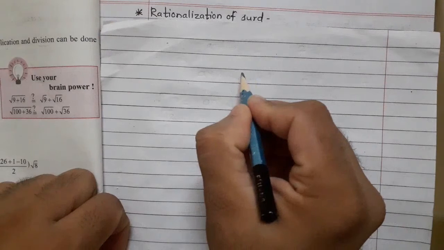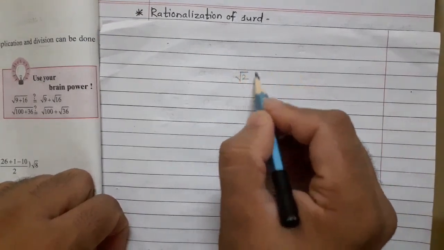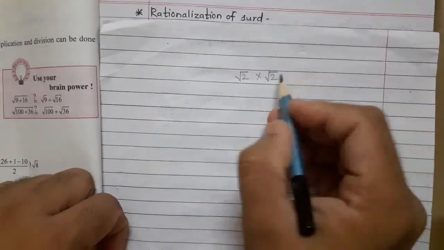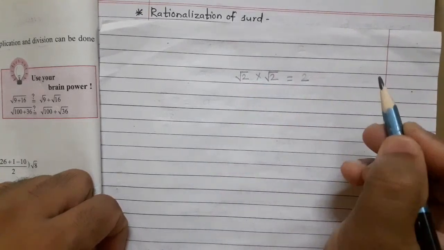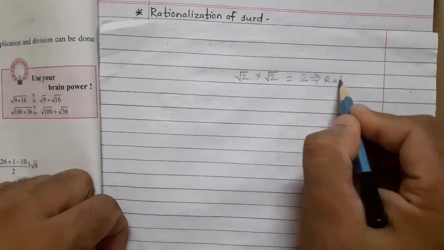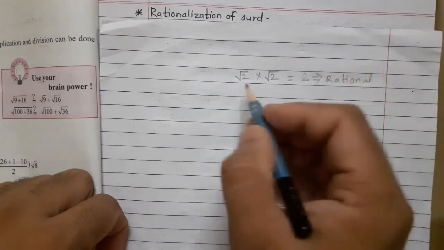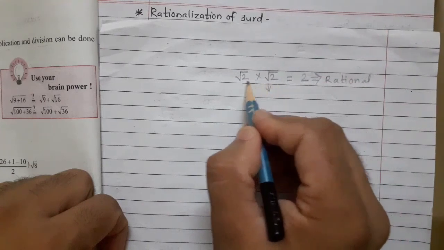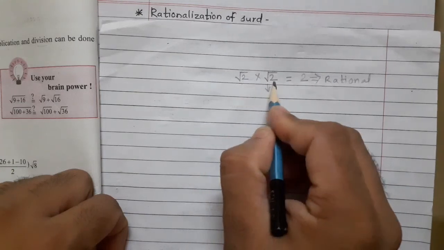Suppose we have the surd root 2. If we multiply this root 2 by another surd root 2, then we get root 2 multiplied by root 2 is equal to 2. And here we get 2 as a rational number. Then this root 2 is a rationalizing factor of this root 2.